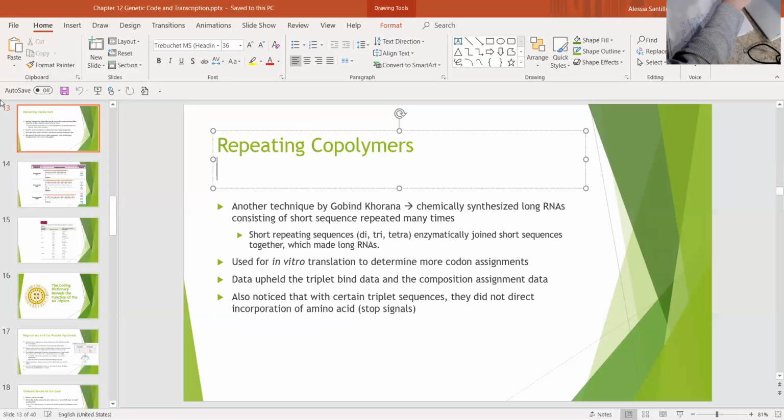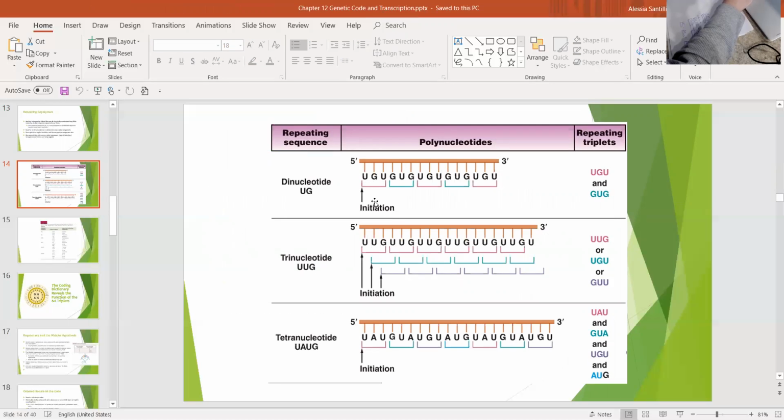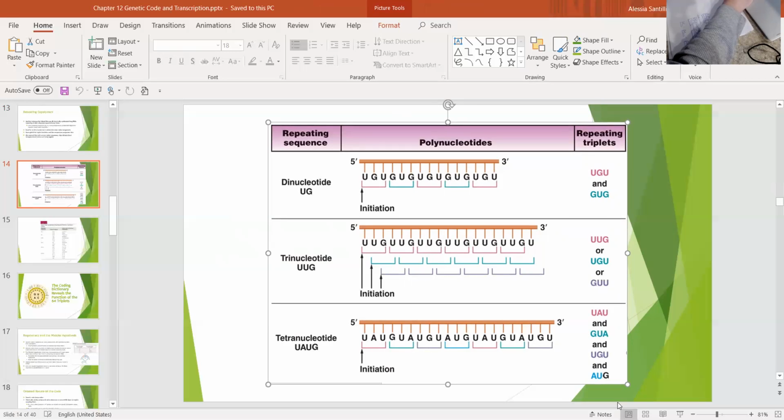The data upheld the triplet binding data we got before from the triplet assays, and the composition assignment data we got in that first experiment. From these, he also deciphered the stop signals and all the other stuff. He was able to do this because if he had a dinucleotide UG, which is always repeated, we get 2 possible codons from it: UGU and then GUG, then UGU, then GUG, over and over again. If we got a trinucleotide, all of a sudden we get 3 possible repeats. If we get UUG repeated over and over, you could have a triplet that's UUG, or UGU, or GUU. And the tetranucleotides give you even more, 4 possible triplets.